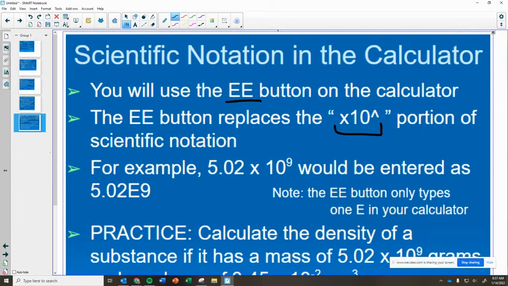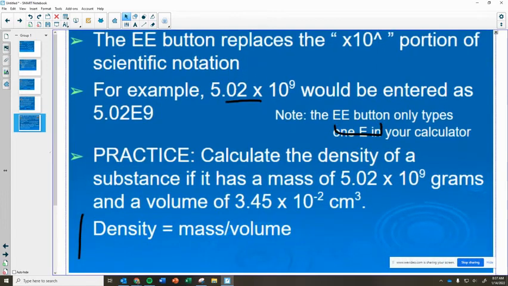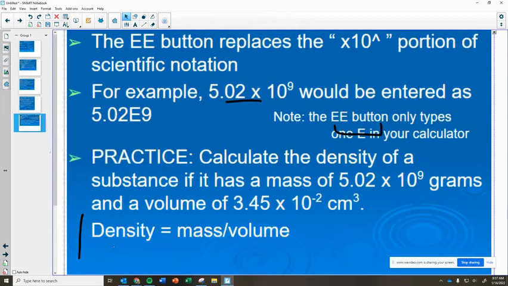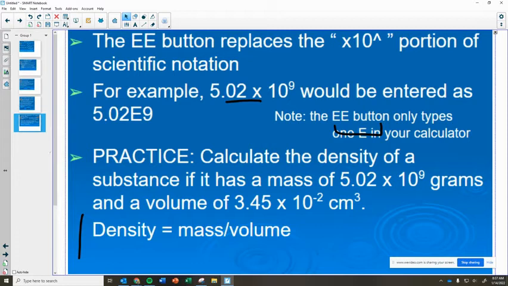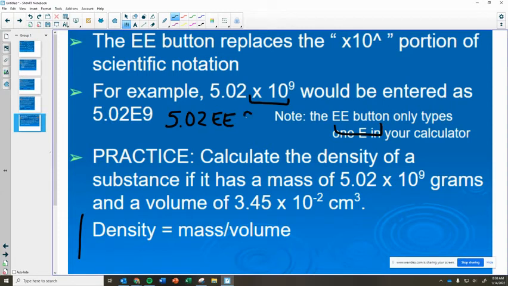So when you plug this into your calculator, what you're going to do is just plug in, because it replaces the times 10 to the, it replaces all of this. So if you were to put this number in your calculator, you would type 5.02 double E to the 9.